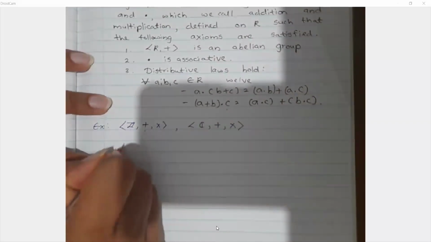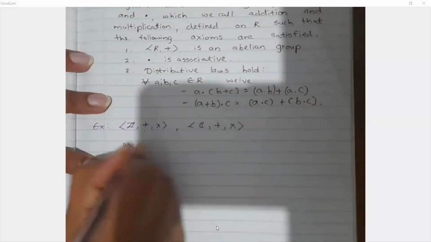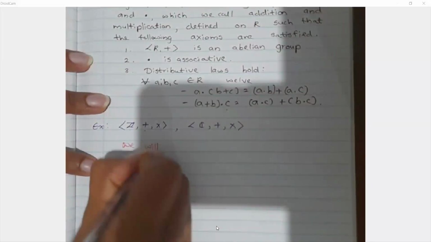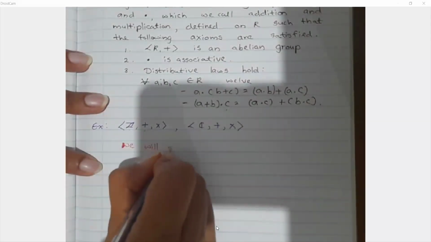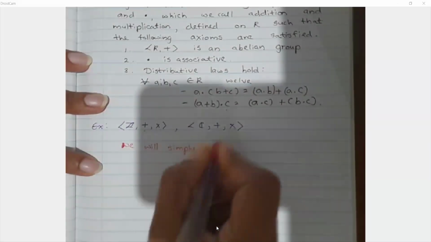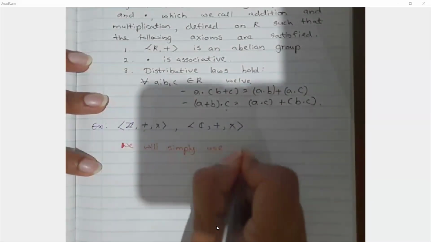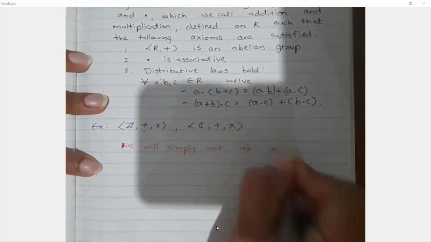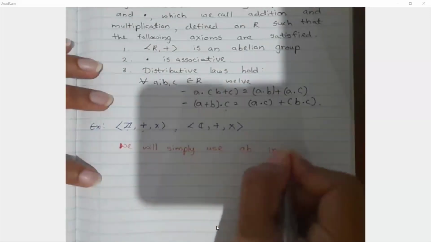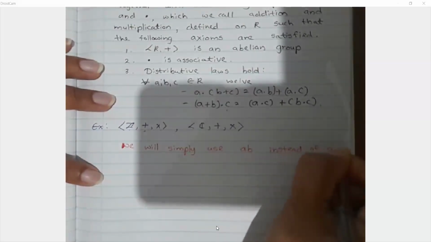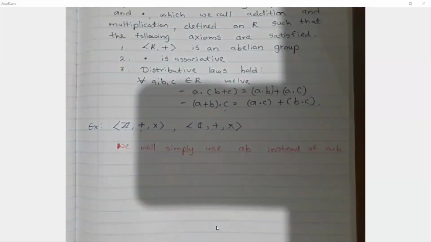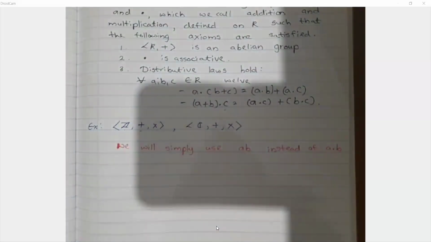Now the other notation wise, we will simply use ab instead of a dot b when denoting multiplication.